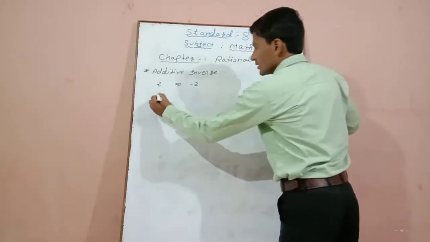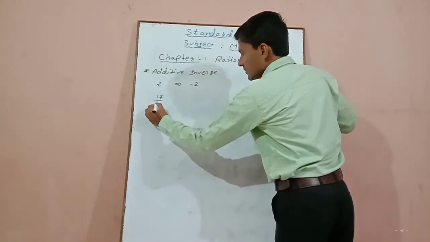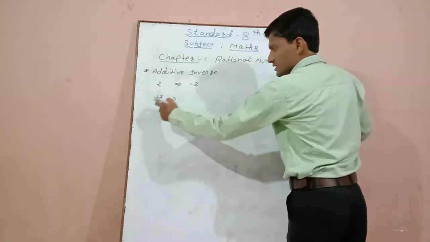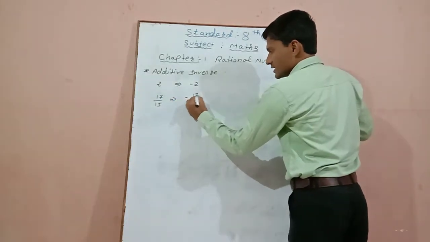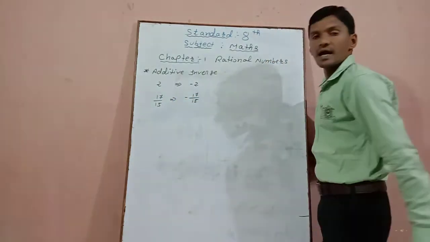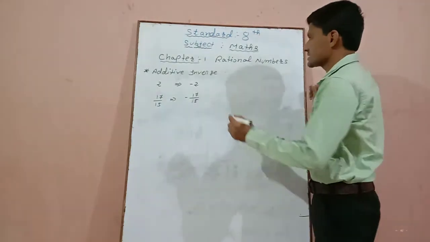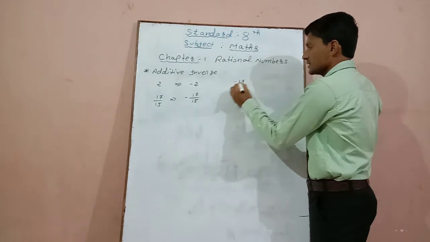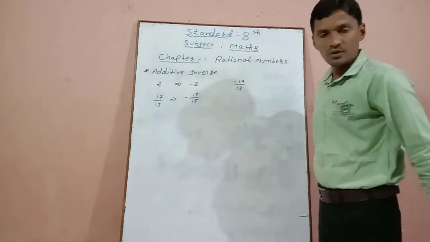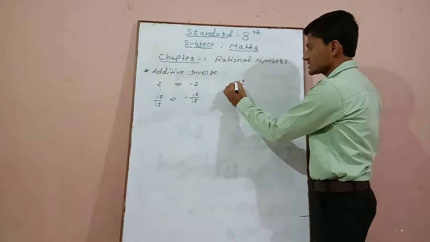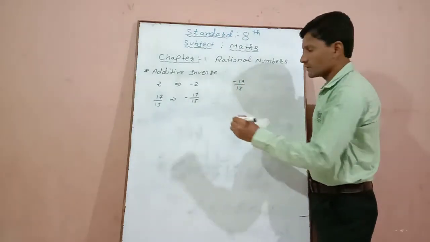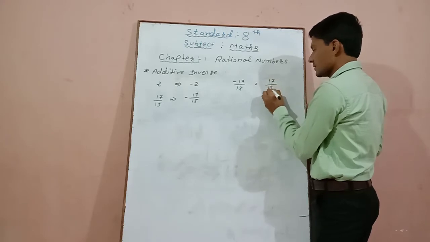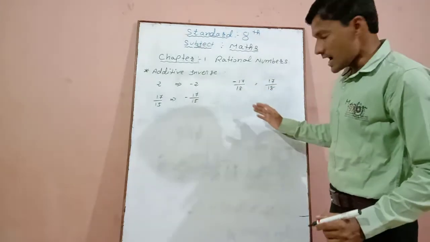Okay. Second number, 17 divided by 15. What will be the additive inverse? Here is the plus, so minus 17 divided by 15 is the additive inverse. Now the second one, minus 17 divided by 18. Here the sign is minus, so it will be converted into plus. So the answer will be plus 17 divided by 18. This is the additive inverse.